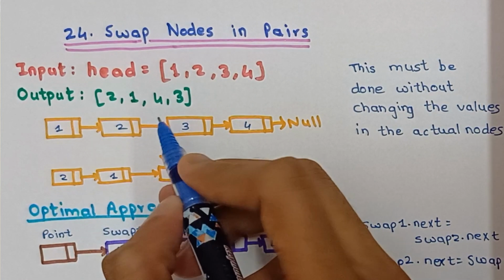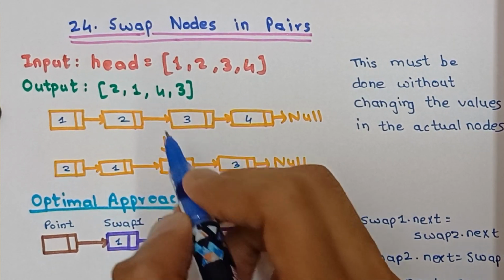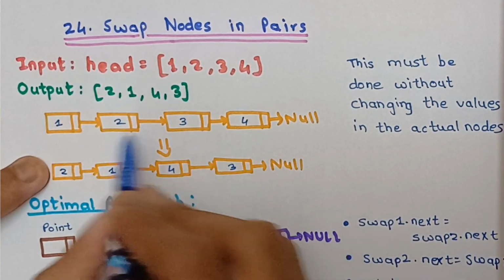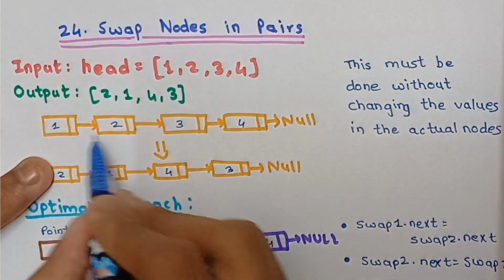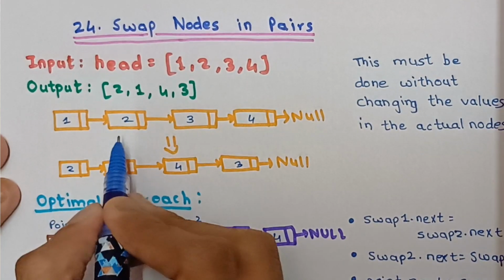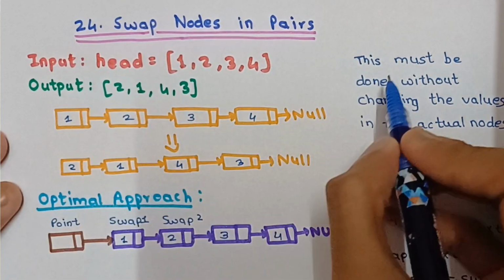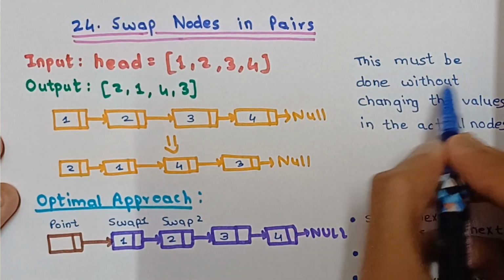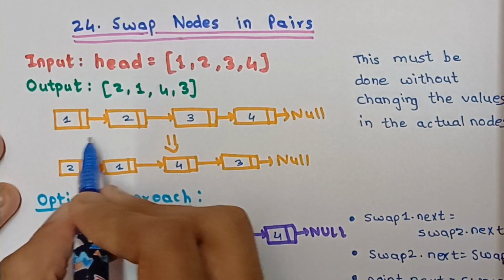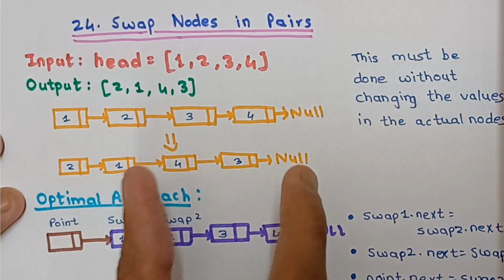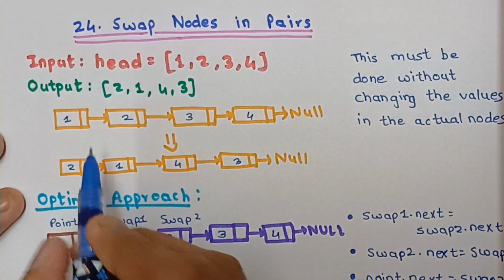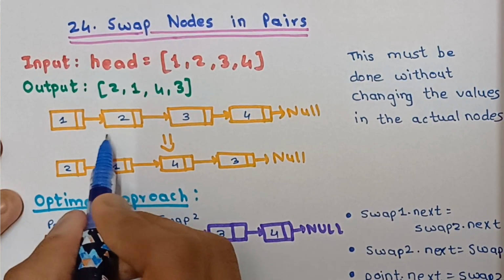Let's understand the problem statement. The problem says that we have to swap the nodes in pairs. Here a linked list is given. The linked list consists of the elements 1 2 3 4. We have to swap these nodes in pairs. This must be done without changing the values in the actual nodes. We must not change the actual values from the nodes, so we have to change the nodes. Here the output is 2 1 and 4 3. The two adjacent nodes are swapped.